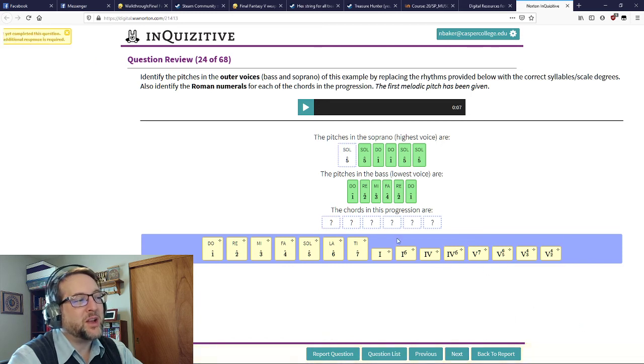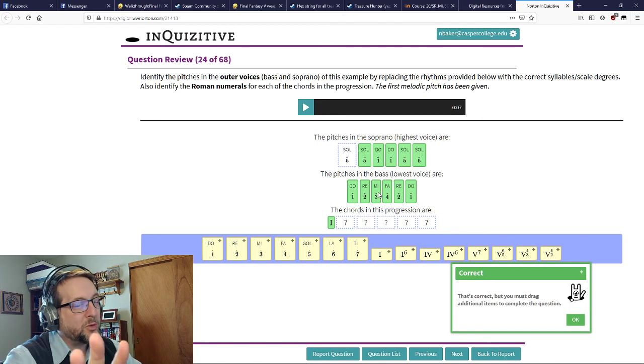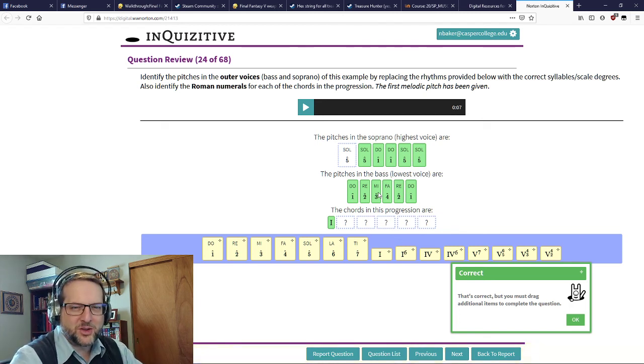Okay, what are we expecting? We're expecting a do 5-3 at the beginning, right? So that's going to be I. Easy enough. Re, I've got a re in between the do and the mi. Not a re 5-3, not a two chord. Never a two chord in that situation. Don't do it. The voice leading wouldn't work.